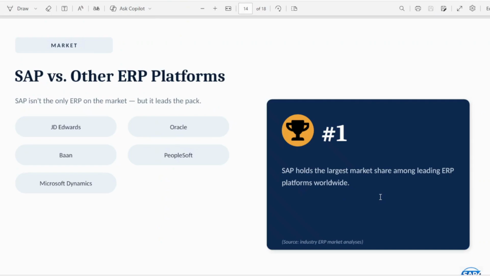Now, a very important thing: SAP versus other ERP platforms. Of course, SAP is not the only ERP software available. There are other options too, like JD Edwards, Oracle, which is very famous software, PeopleSoft, and Microsoft Dynamics. Many small companies are using these. These are very well-known software. But even with all this competition, SAP holds the largest market share among all the leading ERP platforms in the world. That's a big reason why learning SAP is such a valuable skill today. So everyone should learn this and will gain a lot in life, inshallah.